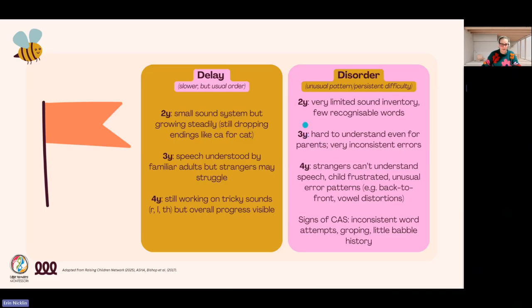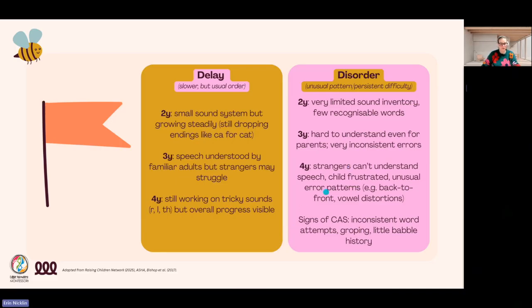If we're looking disordered, we've got hard to understand, even for parents, and very inconsistent errors. So a child might go to say apple, but say it differently every single time. So for children who are delayed at 4 years, we don't expect them to catch up with their speech with delays. They might still be working on really tricky sounds, so our R's, L's, and THs, but overall progress is visible. R's, L's, and THs are tricky sounds to develop, and we don't expect TH to develop fully until about 6 years. So, you know, that's okay. That's an appropriate error that we're seeing there.